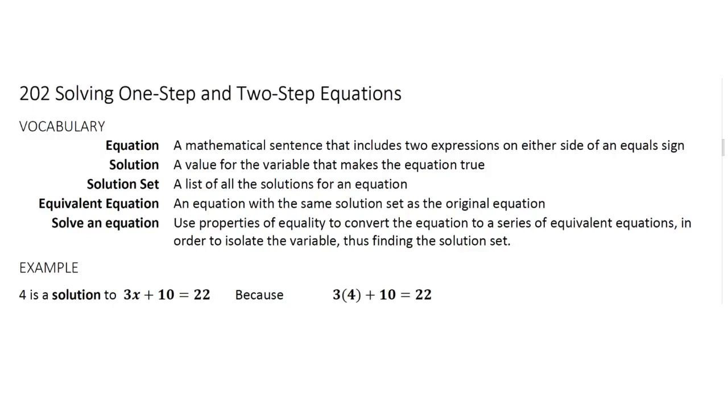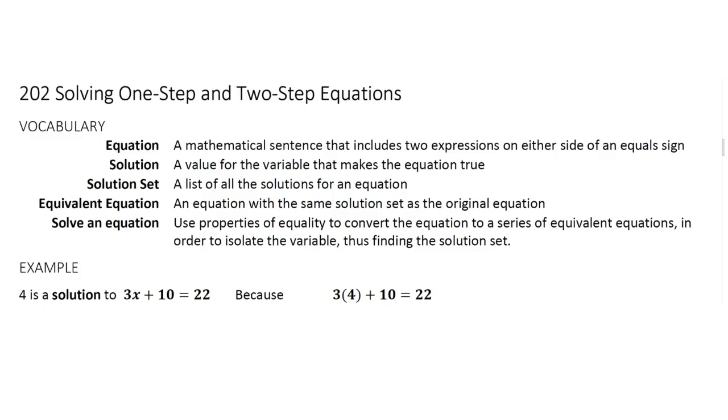Solving one- and two-step equations. An equation is a mathematical sentence that includes an equals sign. The solution to an equation is a value for the variable that makes the equation true. An equivalent equation is an equation that has the same solution as the original equation.